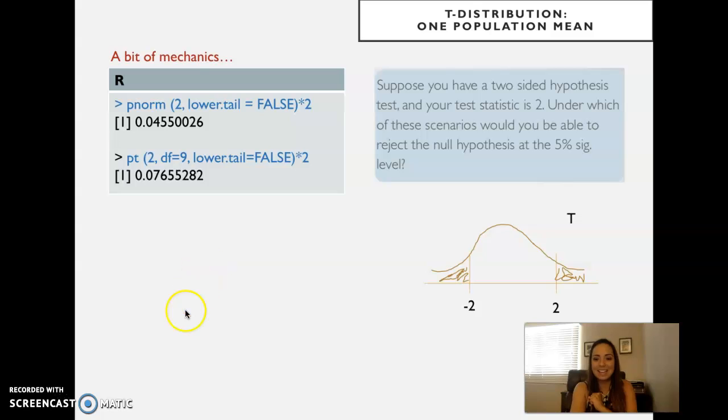We'll come back and discuss the t-distribution a little bit more with examples to help ground everything. All right, see you then.